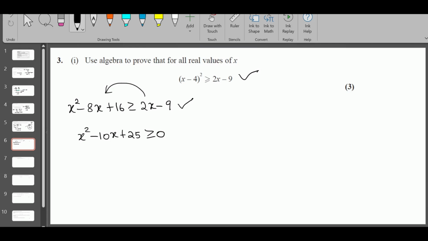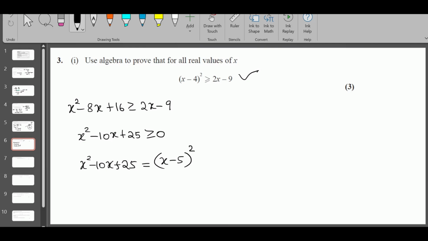Now proving this is the same as proving this, correct? So we need to prove that this expression is always positive. We can write x squared minus 10x plus 25 as x minus 5 whole squared. You expand it, you will get this. If you ask me, how do I know this? I need to write it this way. Apply completing the square here, you will get this.